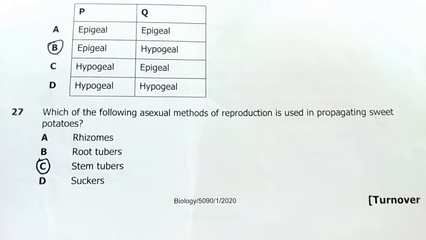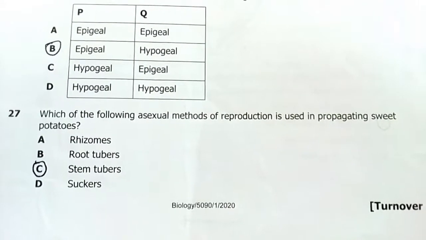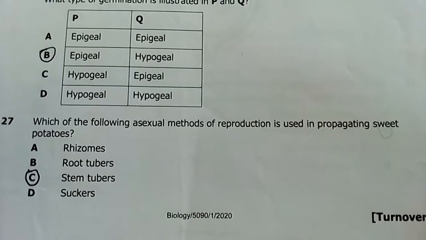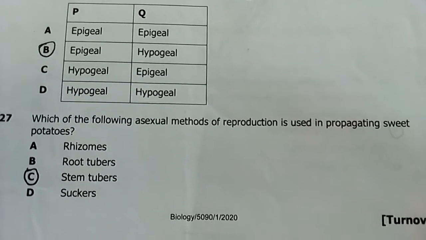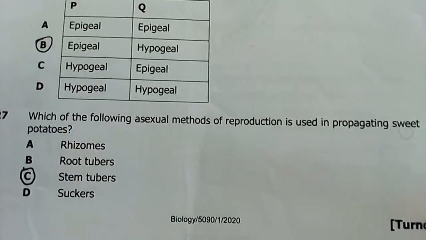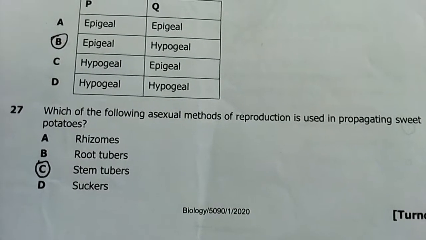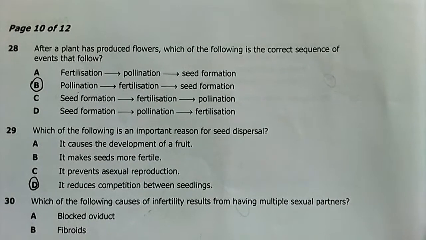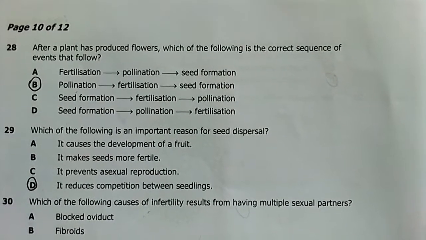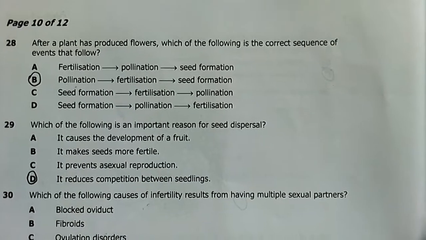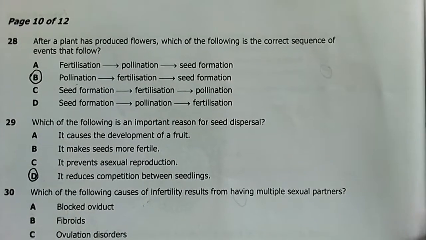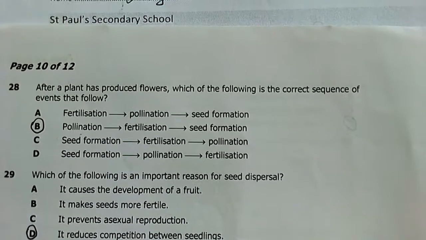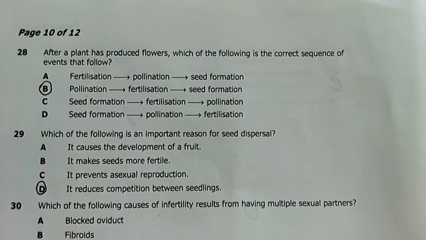27. Which of the following asexual methods of reproduction is used in propagating sweet potatoes? Stem tubers. You can plant sweet potatoes just using stem tubers, and they'll grow. Question 28. After a plant has produced flowers, which of the following is the correct sequence of events that follow? After producing flowers, pollination, fertilization, seed formation. Flowers are reproductive organs for plants, so that's the correct sequence there.